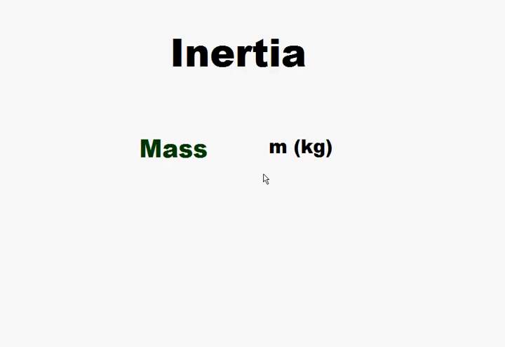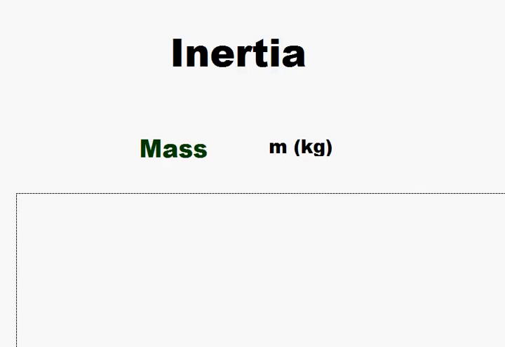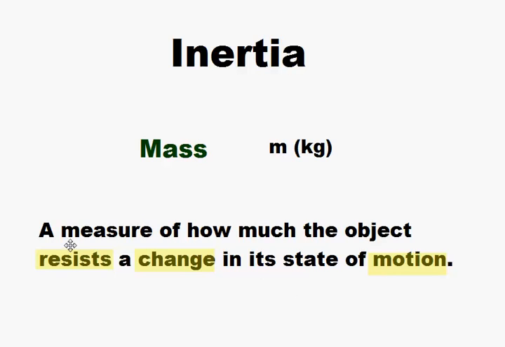And what's inertia? You can think of it two ways. First of all, inertia is basically the object's mass. We measure the mass. We use a lowercase m for mass. We measure it in kilograms or grams. That's how you measure inertia. The definition, actually, is that inertia is a measure of how much the object resists a change in its state of motion. Newton's first law is called the law of inertia because inertia determines how much an object is going to keep doing what it's already doing.